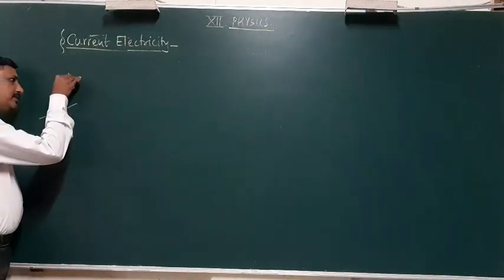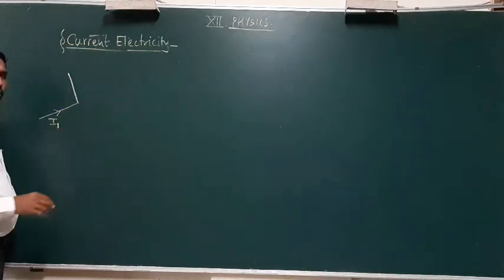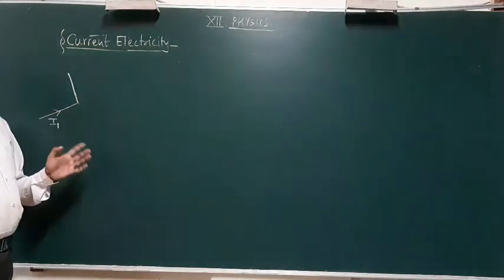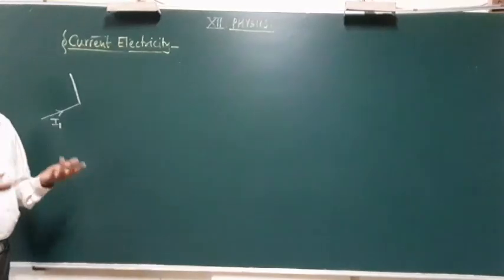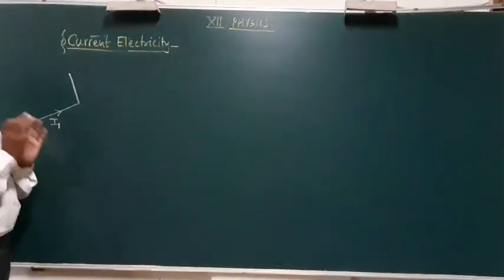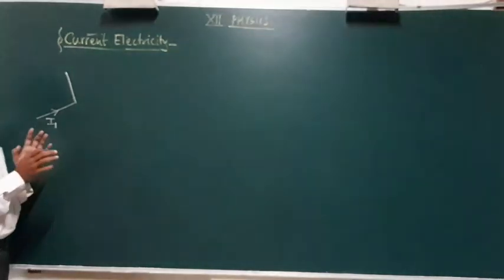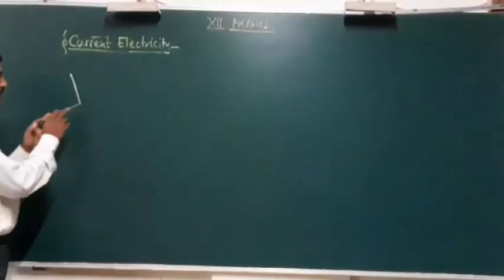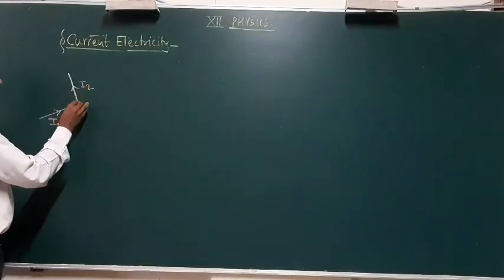One more conductor is there. No matter whether both conductors are made of the same or different material, or whether their dimensions are the same or not, just concentrate on how much current is flowing. From the first conductor, I1 amount of current is flowing. From the second conductor, I2 amount of current is flowing. There is one more conductor, and I3 amount of current is flowing.